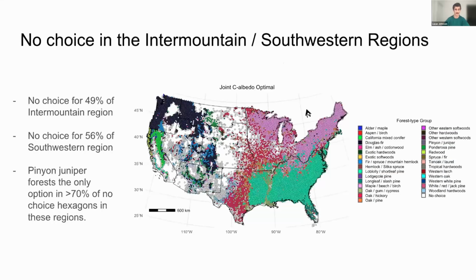I also want to highlight the lack of a decision space in much of the intermountain and southwestern United States, as evidenced by these white or empty hexagons in this figure. In these regions, there's often only one forest type group identified by the FIA sample, and that's often the pinyon juniper forest type group. This is important since these forests grow very slowly and accumulate carbon very slowly. As a result, when considering albedo, these forests have increasingly net negative benefits with age.